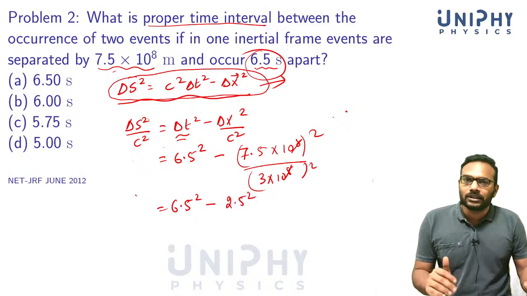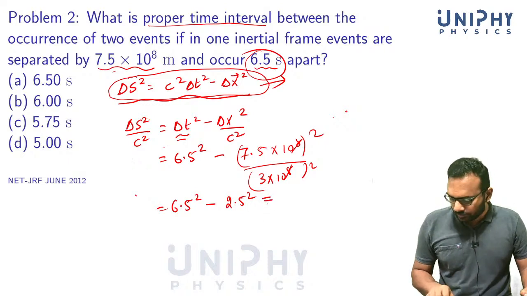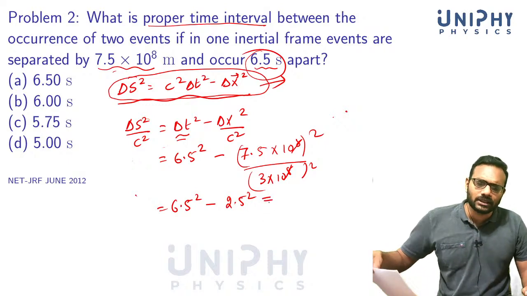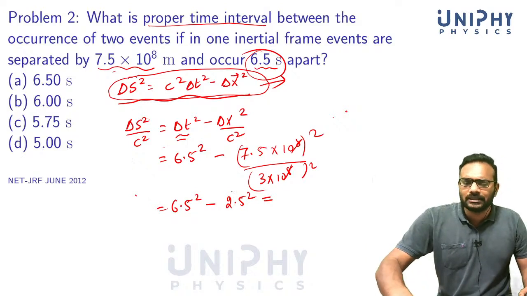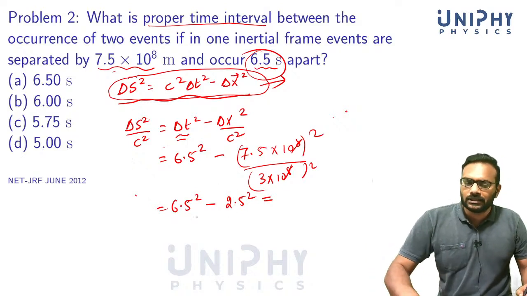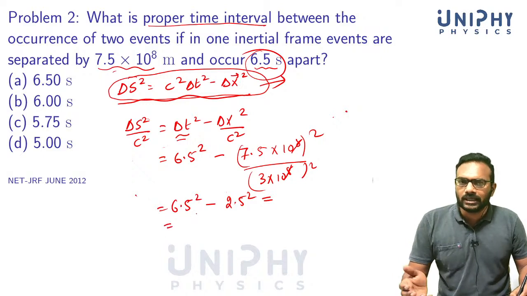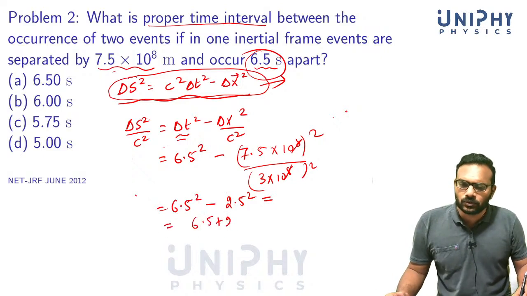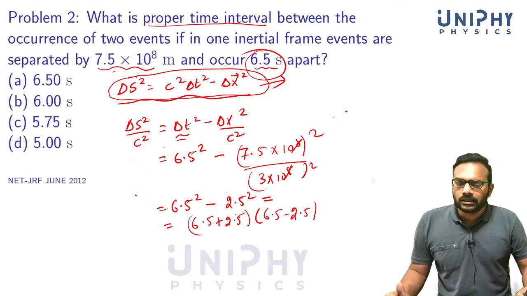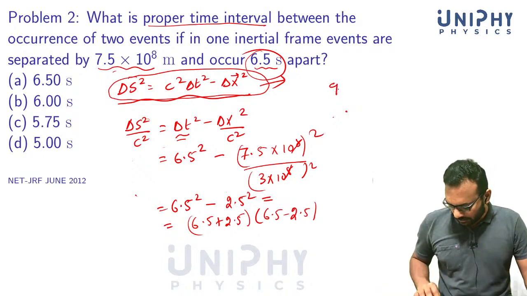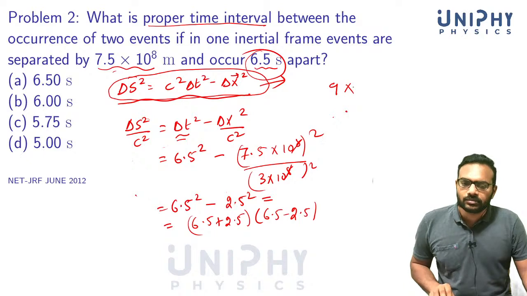Okay. Now this is just a numerical calculation. You do this. The numerical calculation, you can do it in different ways. Right? You don't have to square and add. So this is, you know, of the form a square minus b square. Right? You can just find 6.5 plus 2.5 multiplied by 6.5 minus 2.5. Right? And that would be 6.5 plus 2.5 is what is it? It's 9. Yes. Okay. And 6.5 minus 2.5 is 4. So that's equal to 36.